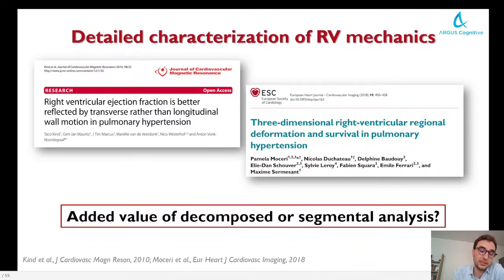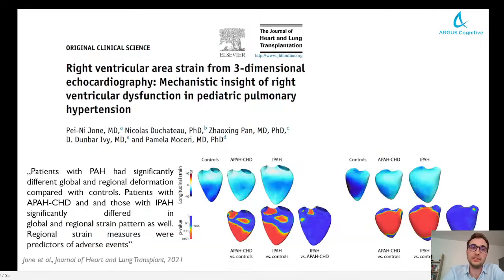So let's get back to the major limitations of assessing longitudinal function. Sometimes they do not show that nice correlation with the global function. And in another study, the assessment of regional deformation was a better marker of survival than the global measure. So probably there's an added value of the decomposed and also the segmental analysis of the right ventricle. However, we didn't really have an established method for that, and that was the problem we faced, and that initiated in us the need for the development of such a method.